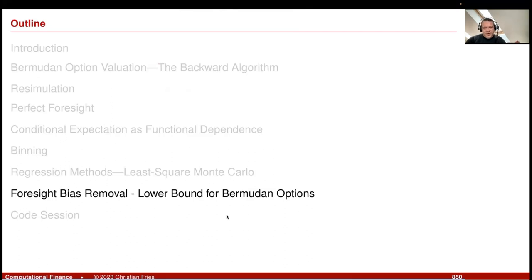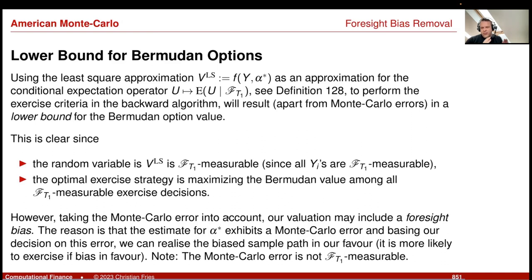So before we come to our code session, where we look at the code that generated the picture that we have already seen and that implements both things, the backward algorithm and the regression estimation for the conditional expectation, let me make 2 small comments. What we get with our least squares approximation for the conditional expectation operator is actually a lower bound for the Bermudan option value. So this will result in a lower bound.